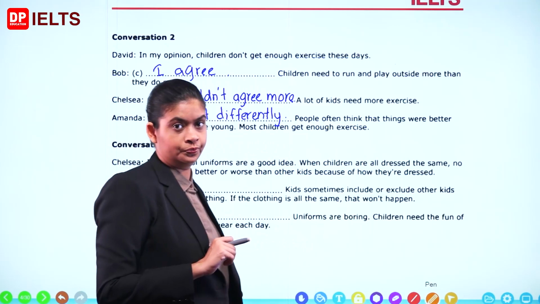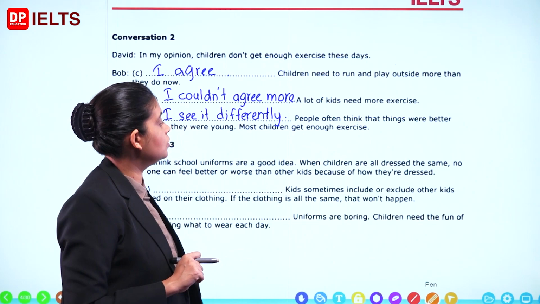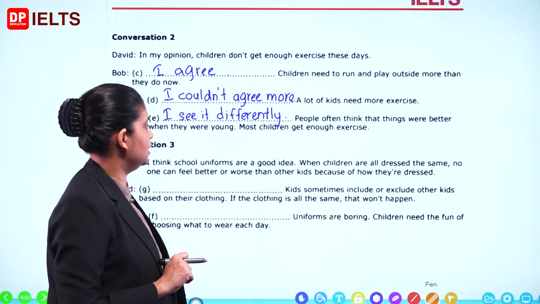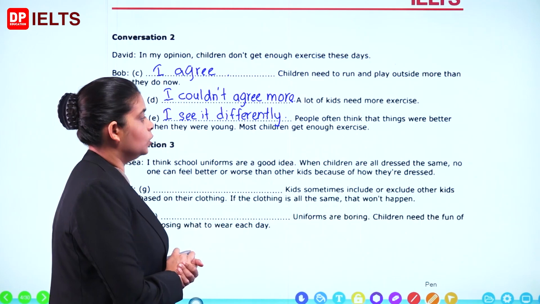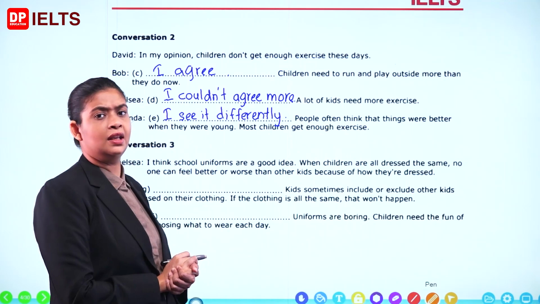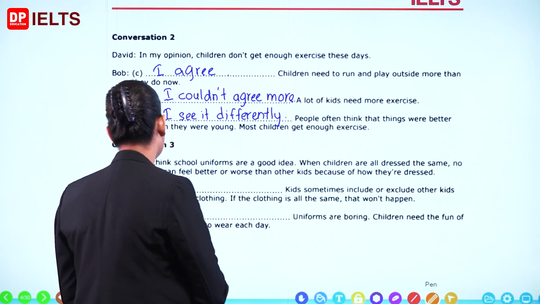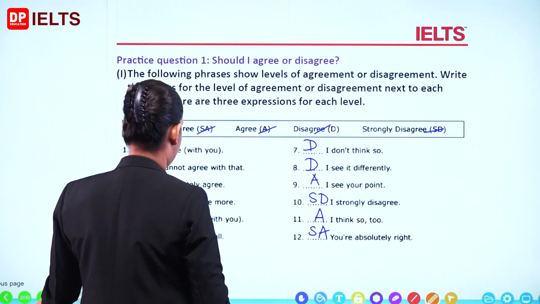I think school uniforms are a good idea. When children are all dressed the same, no one can feel better or worse than other kids because of how they are dressed. I think having a school uniform is good, there is no reason to judge others by their clothes. We can put in, I see your point.